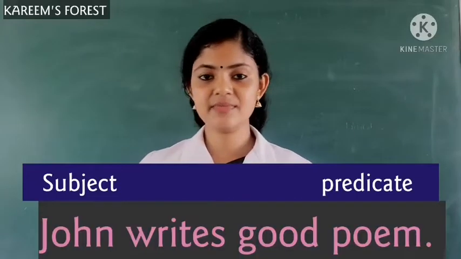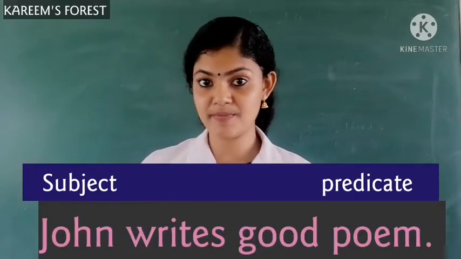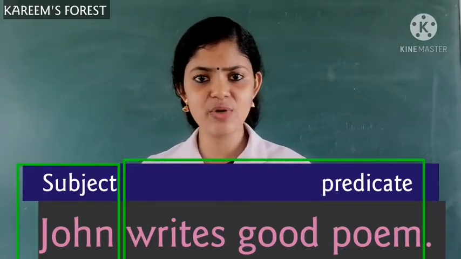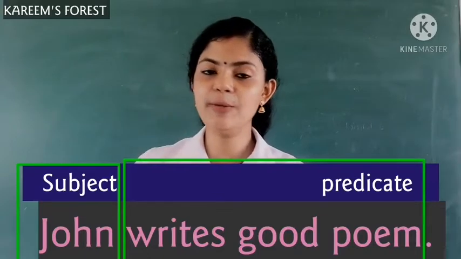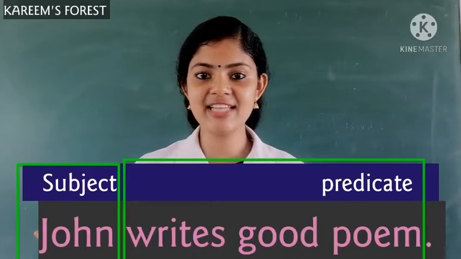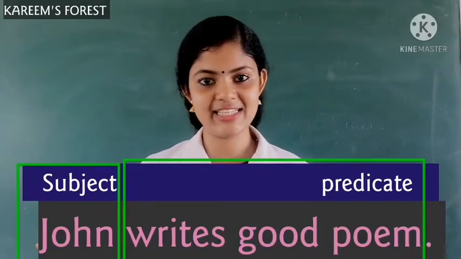For example, John writes good poems. Here John is the subject, right? He is doing the action. What is he doing? Yes, he writes good poems. So John is the subject and after that comes the predicate.